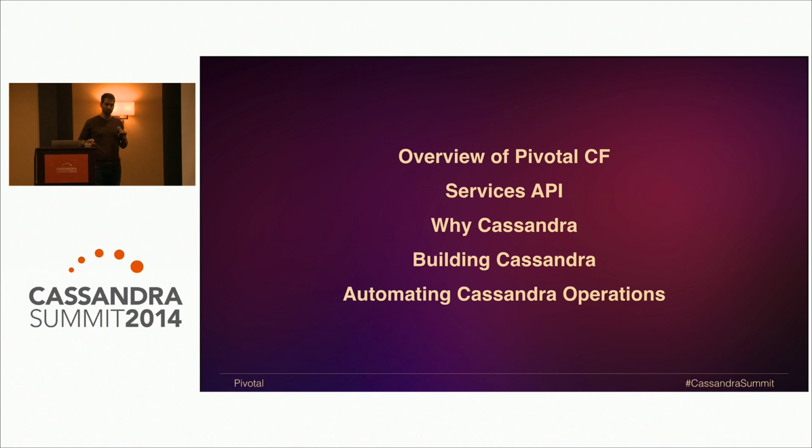Today we're going to talk about a bunch of things. It's a lot of content to get through, so I'm going to try and move through it quickly. I'm going to give you a quick overview of Pivotal Cloud Foundry, what it is and how it works. I'm going to talk about the Services API, and I'm also going to talk about why we chose Cassandra as the data store to focus upon, how we built Cassandra as a service available at a platform, and how we automated Cassandra operations.